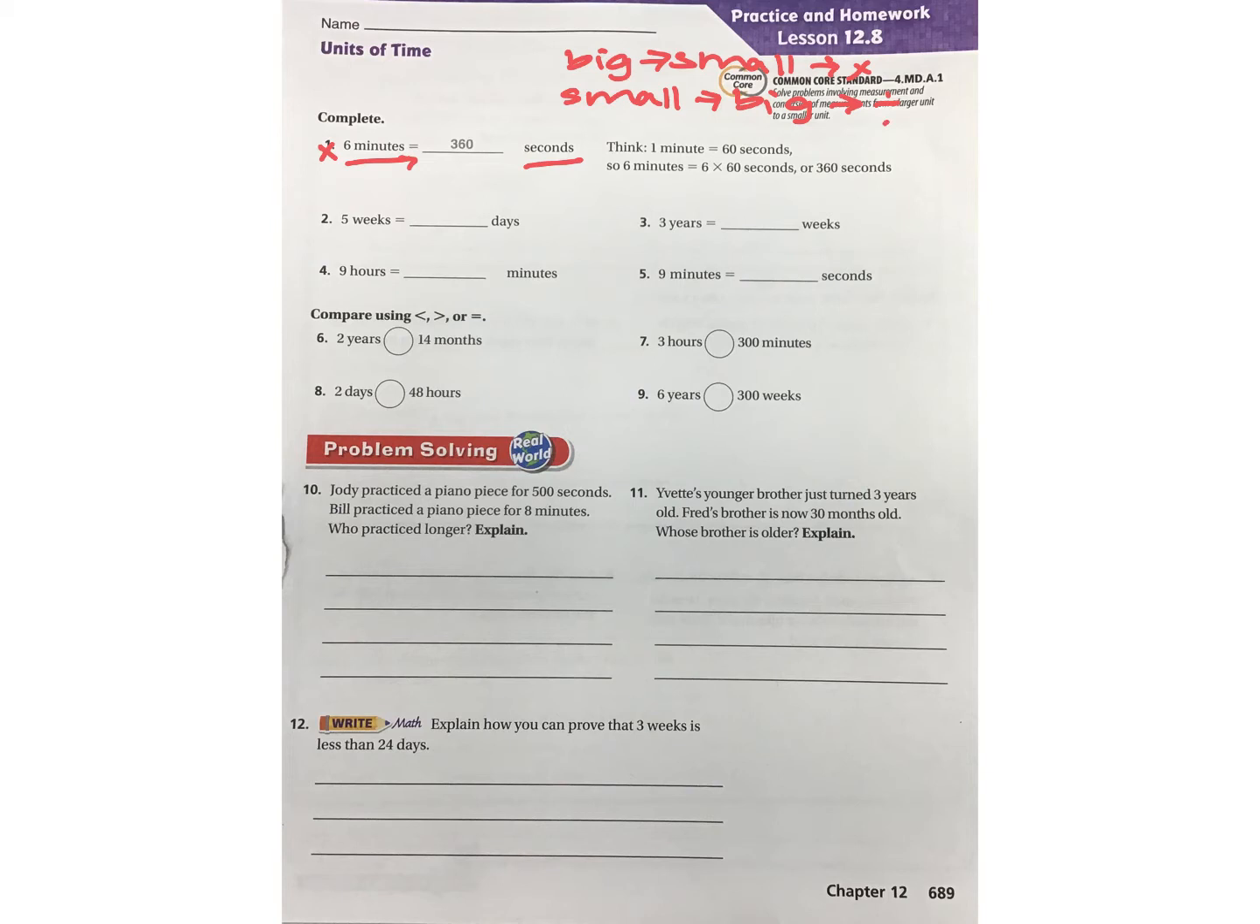Because they went from big to small, they're going to multiply. Now we just have to think, 1 minute is 60 seconds. So they're going to do 60 times 6. If you did the basic fact, you know 6 times 6 is 36. And it's 6 tens, and anything times 10 has a 0, so we put the 0 at the end. Okay, let's look at which problem in the first section.